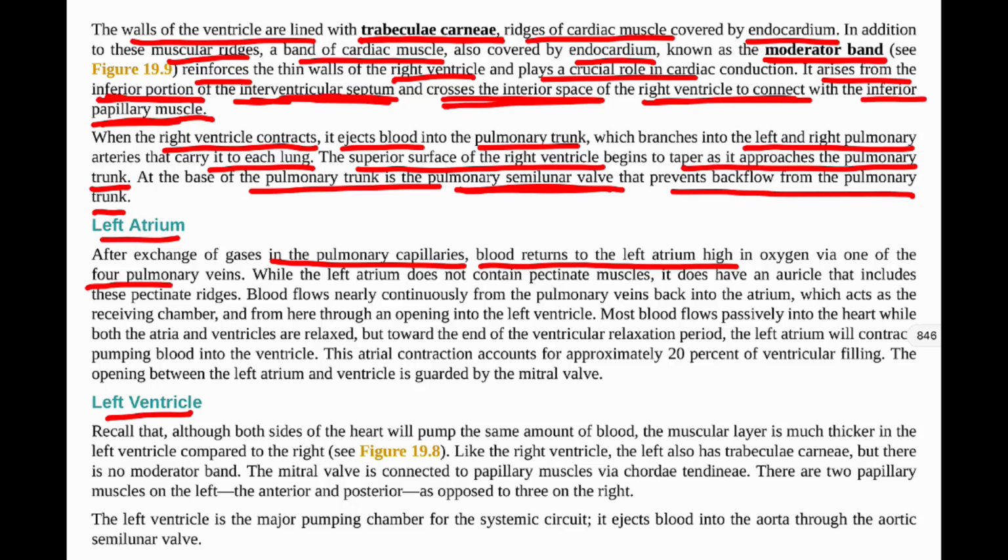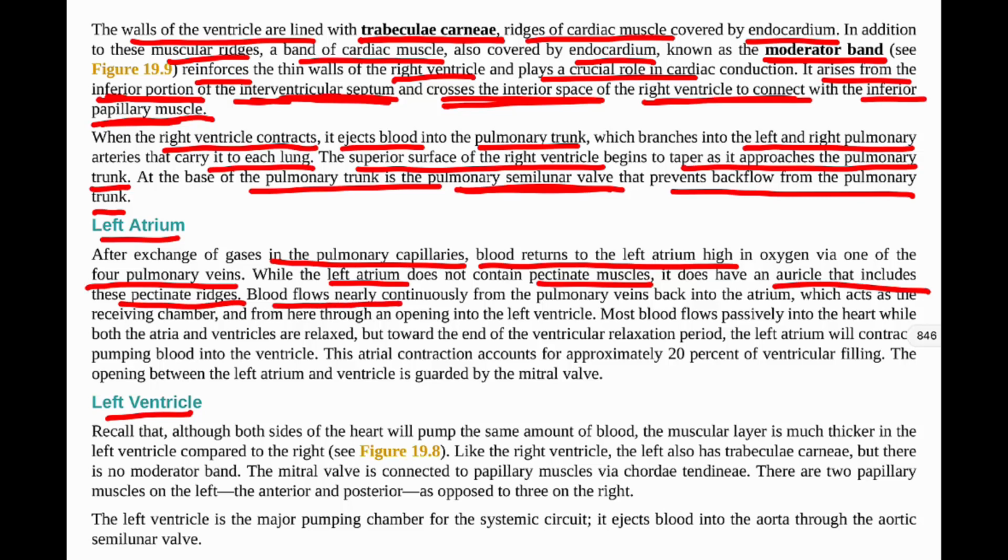So again, in our left auricle, that flap above the atrium, we have our pectinate ridges or pectinate muscles. Blood flows nearly continuously from the pulmonary veins back into the atrium, just like we saw on the right side, which is going continuously from the body. The atria act as the receiving chambers. Again, our atria are the receiving chambers. From here, blood goes through an opening into the left ventricle.